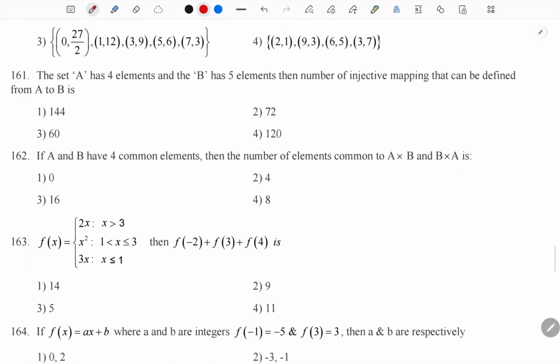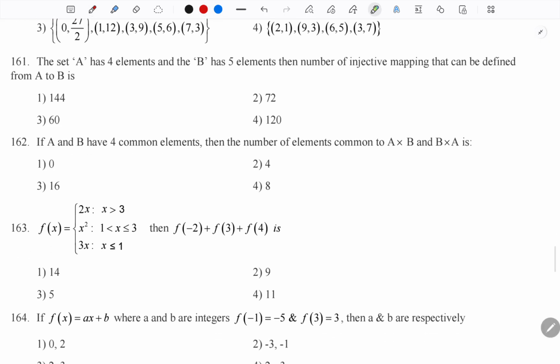Next, the set A has 4 elements and B has 5 elements. Number of injective mappings. Already we discussed this type of question in one of the PVQ papers, right? Now, how to find injective function mappings? Injective means one-one. What is the meaning of injective? Here they are asking one-one. How to find it is simple, right? Injective mappings. What is the simple condition? N of A is less than or equal to N of B. First of all, it is satisfied: 4 is less than or equal to 5. Yes. Otherwise, simply we can say 0.